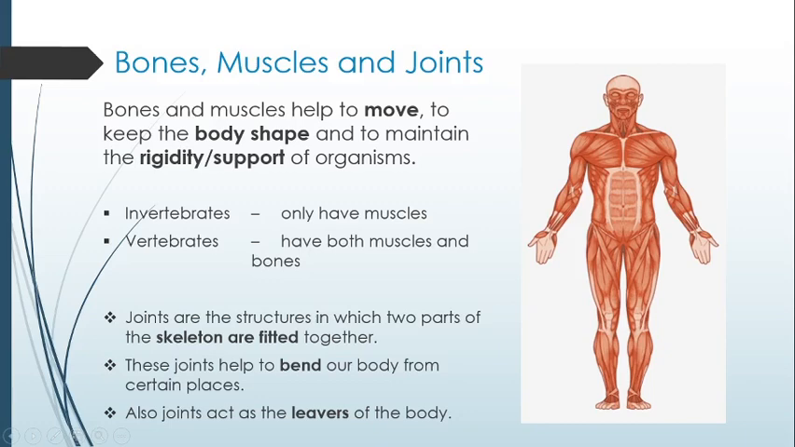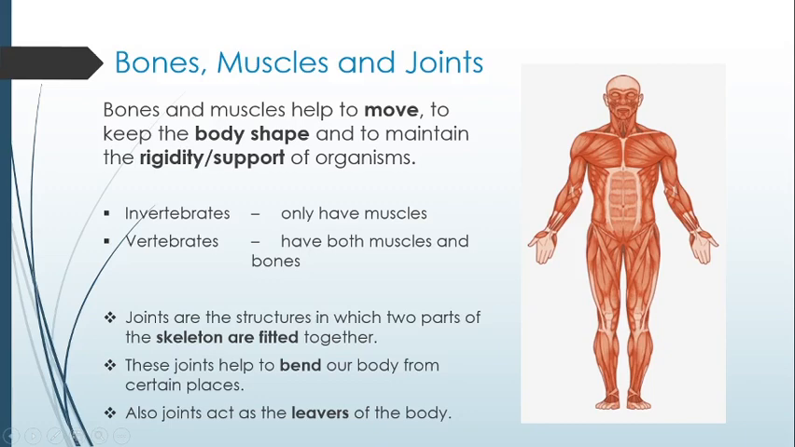Now let's discuss bones, muscles and joints. These bones, muscles and joints help to move the body and they help to keep the body shape of an organism. Actually, these bones, muscles and joints are inside the body of animals. They help to maintain the rigidity and support of these animals. In invertebrate bodies, there aren't bones. They only have muscles. But the vertebrates have both muscles and bones.